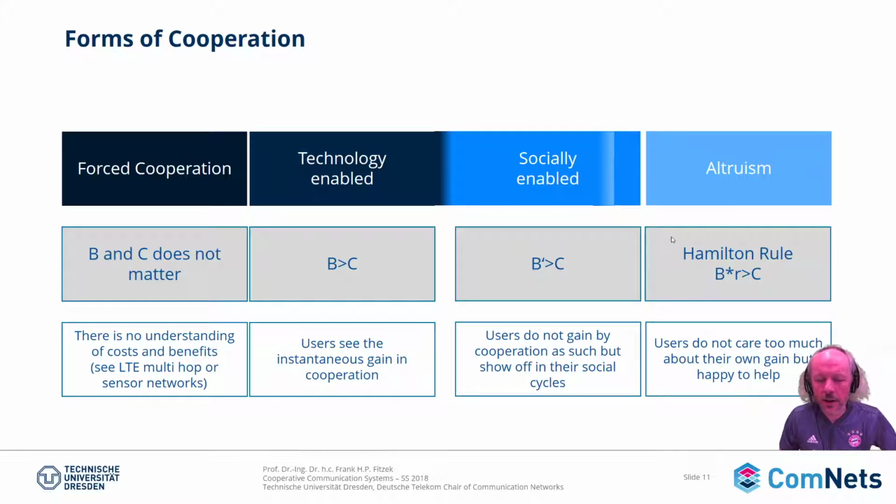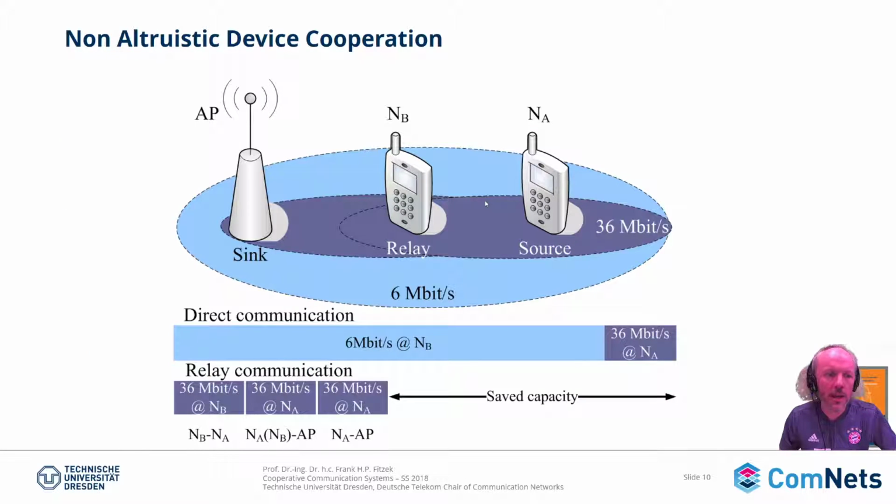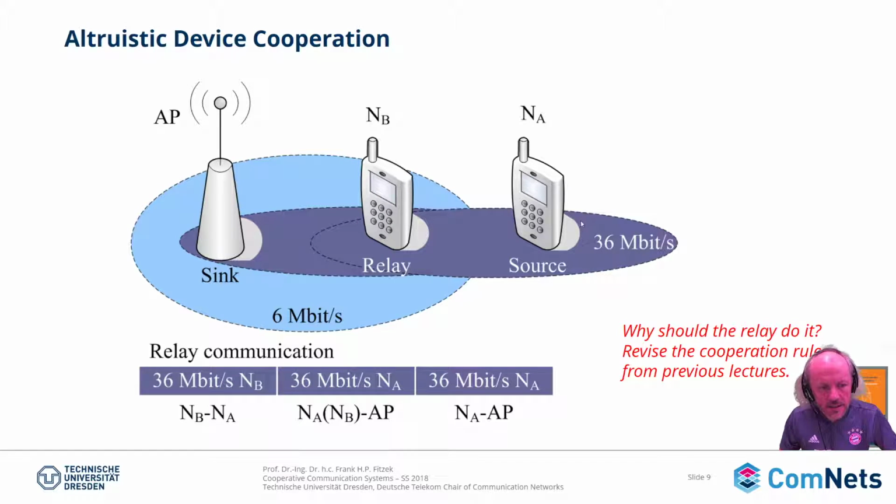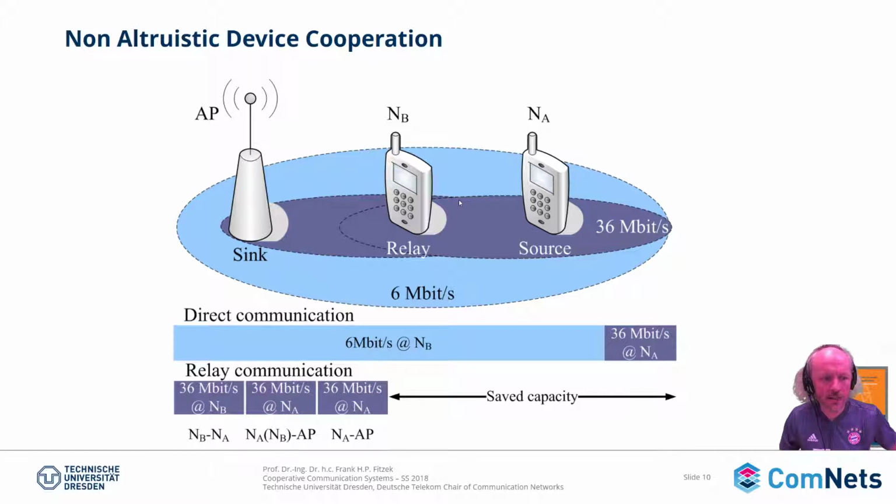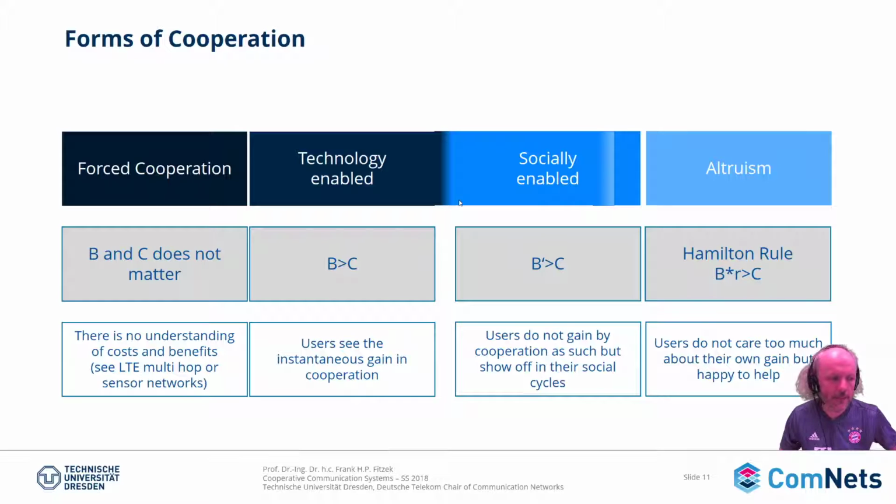And this is based on a Hamilton rule from 1964 that says if you have a relationship between the two devices, then your benefit will get a multiplier with the small r here. So users will not care too much about their own gain, but are happy to help. So think about family members, right? Their altruism will spawn. Forced cooperation and altruism will be in this case, and maybe also socially enabled. This one is more the technology enabled, as you will see later.